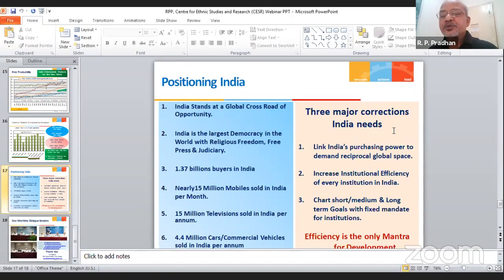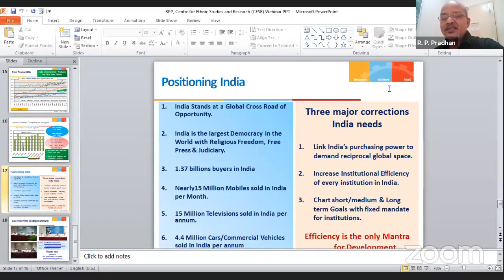On the United Nations Security Council, we need not be invited. We demand a position; it is an undeniable proposition. Nobody can stop India. But unfortunately, we have not negotiated with that strength, that ability. As a result, in global governance, India remains playing second fiddle. We have to get together there and propose. So what is my suggestion? Three critical things need to happen that link India's purchasing power to demanding reciprocal global space. We must demand. We are not a small country.